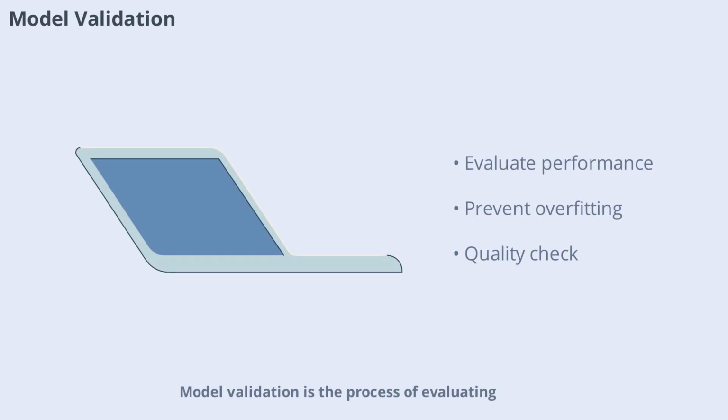Model validation is the process of evaluating a model's performance on unseen data before deployment. It helps ensure that models generalize well and don't overfit to training data. Validation is a critical quality check in MLOps.